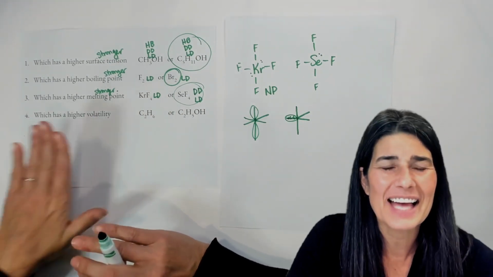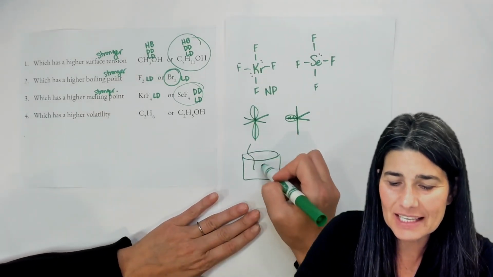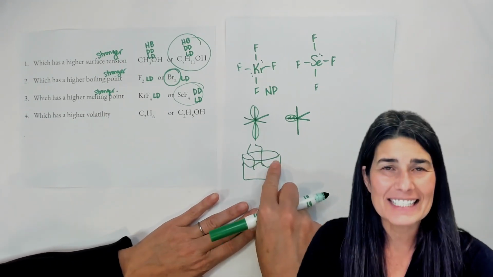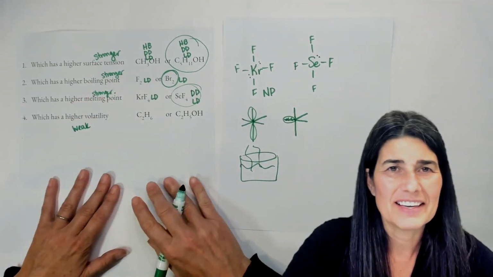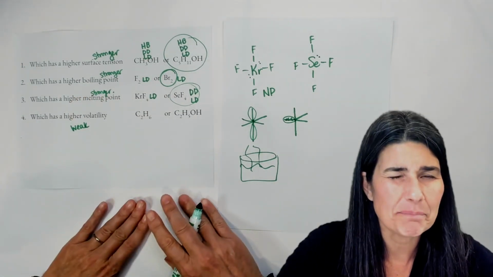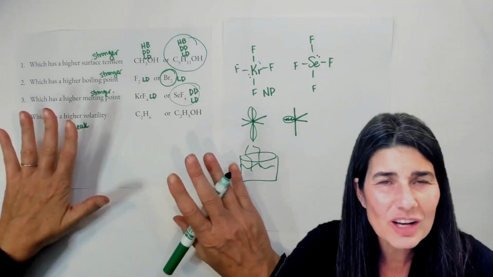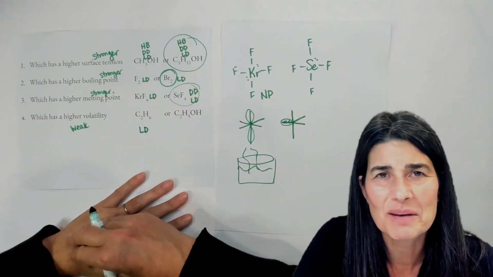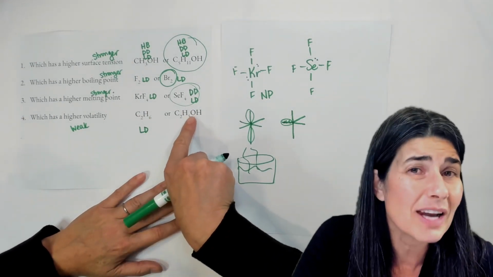All right, last example. Who has the higher volatility? Volatility is the ability to evaporate. If it evaporates a lot, we're looking for the weaker of the forces. So I'm supposed to draw them, but I don't really need to draw this one. Carbon and hydrogen, all carbon, hydrogen, that's simply London dispersion. It's nonpolar. This one has carbons and hydrogens, but we have an O with an H.